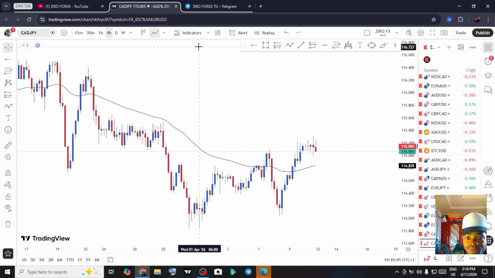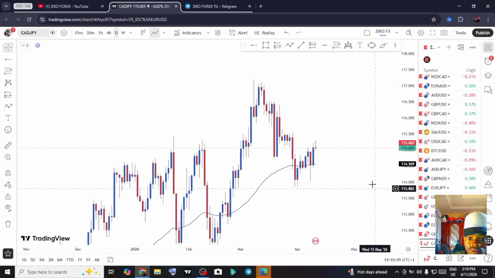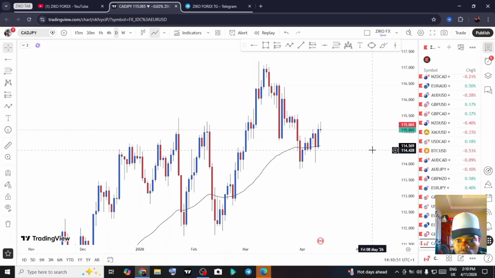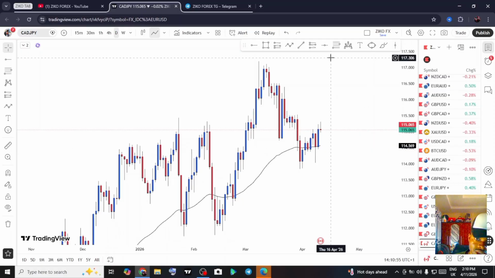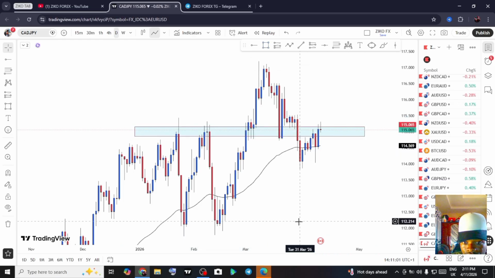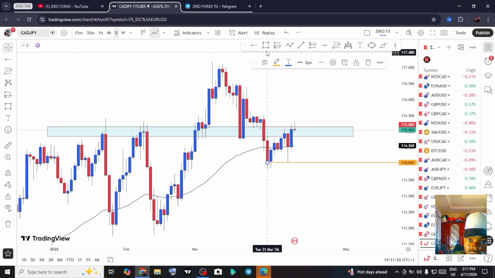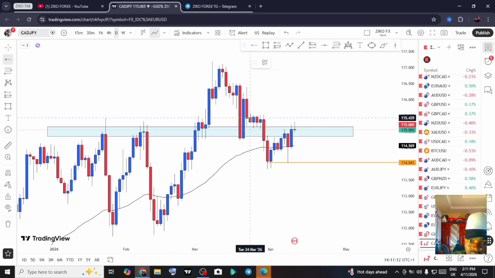CAD JPY, last pair. Okay, so CAD JPY daily time frame is bearish. Why? Because is it bearish? Yes, it's bearish, because this right here is the lower low, and this right here is the lower high.